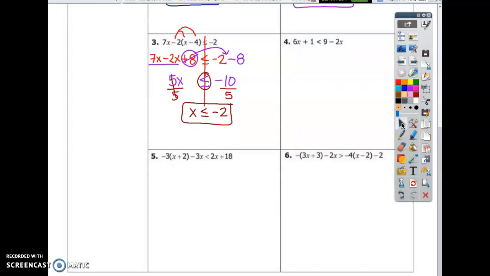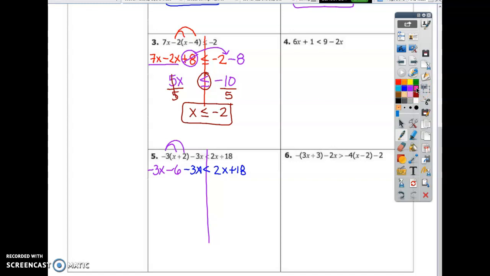Okay? You guys are going to do problem number 4 by yourself. I'm going to do number 5 and 6, but I'm going to go a little bit faster. So, distribute first. Negative 3 times x, negative 3x. Negative 3 times 2, negative 6. Bring this down. So that's going to be minus 3x. I haven't done anything, so I don't flip the sign. 2x plus 18. Okay? Then what do we do?